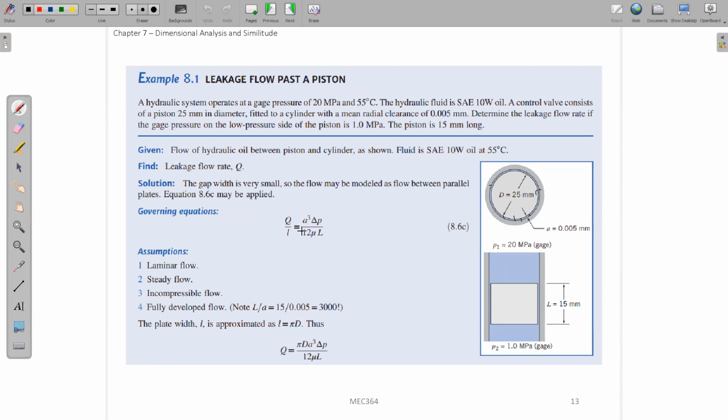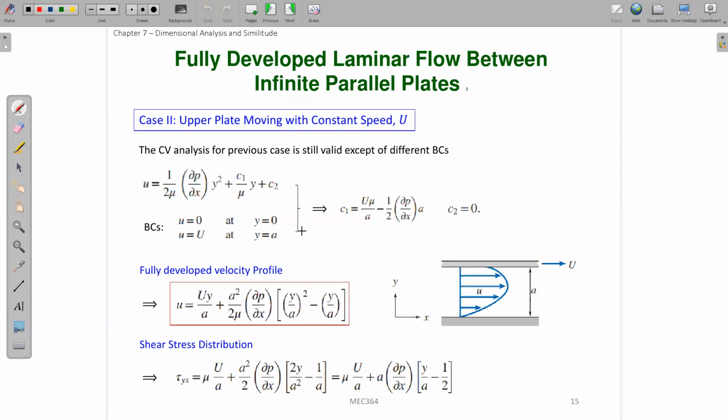Okay, so this is the first simple example problem showing you how to utilize these fully developed laminar equations for the flow between two stationary parallel plates. This is the first case. We also have the second case. So what is the second case?